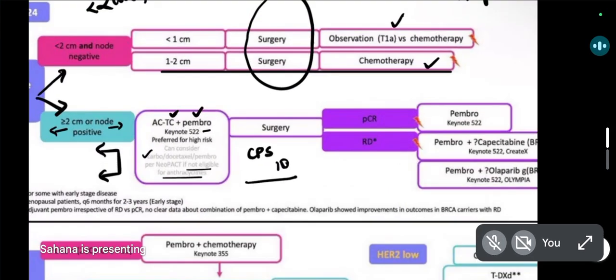Two things. Neopact is saying those patients who are not eligible for anthracyclines, for them you give carboplatin and pembro. And for pembrolizumab, CPS 10 is an indication. It's a biomarker to tell whether to give immunotherapy.